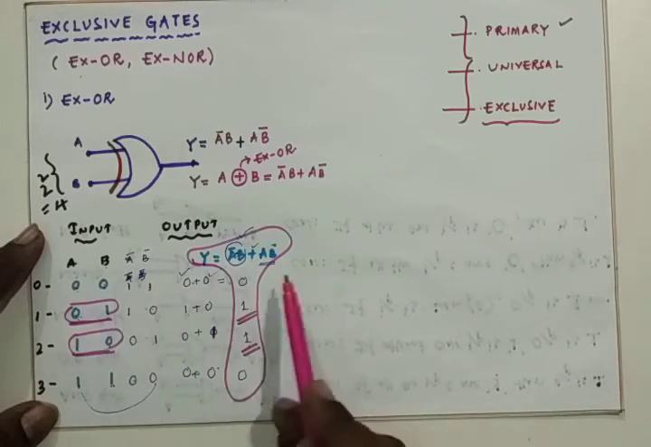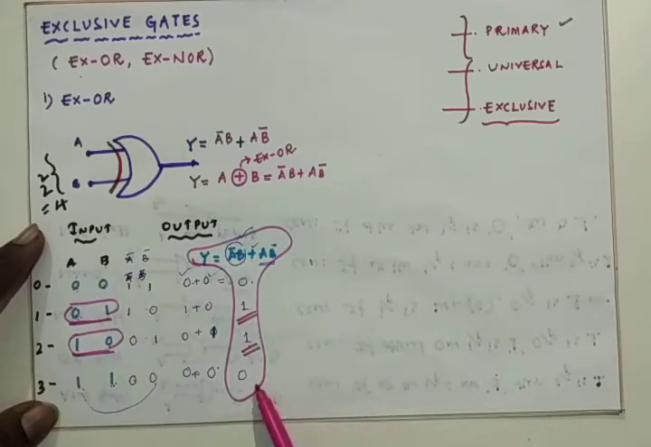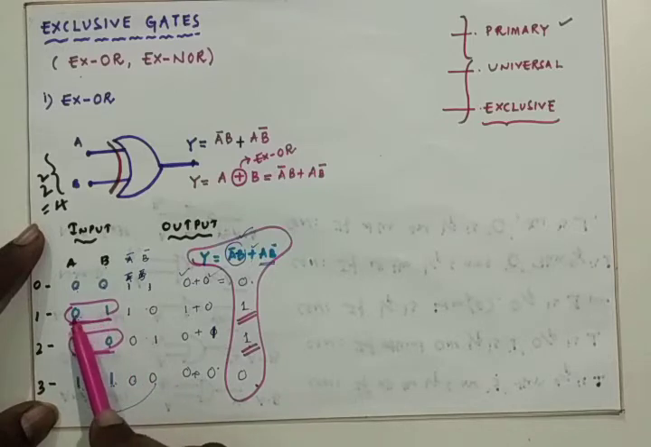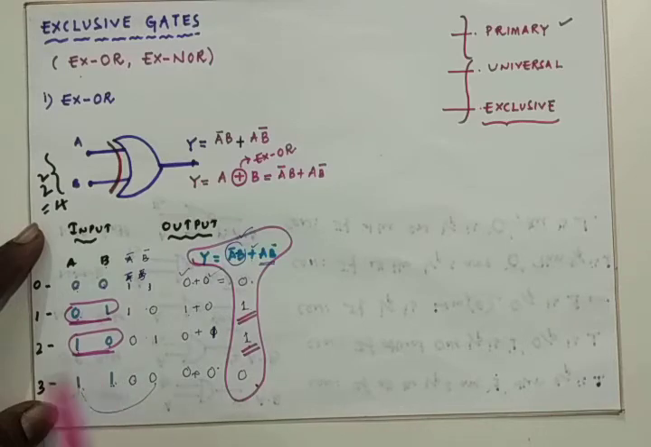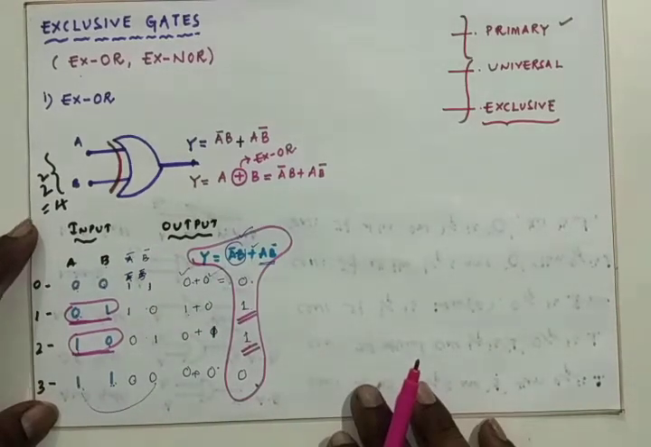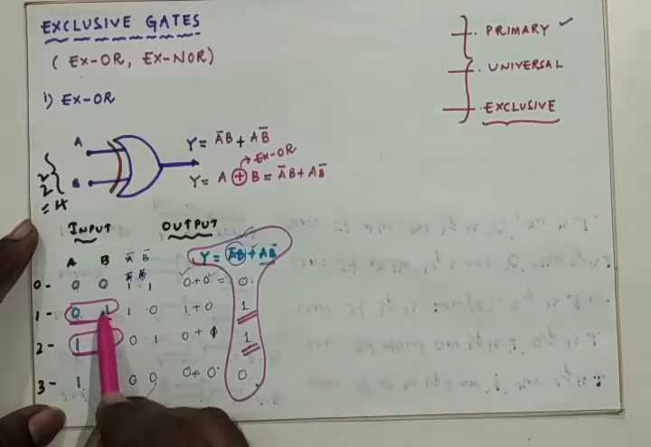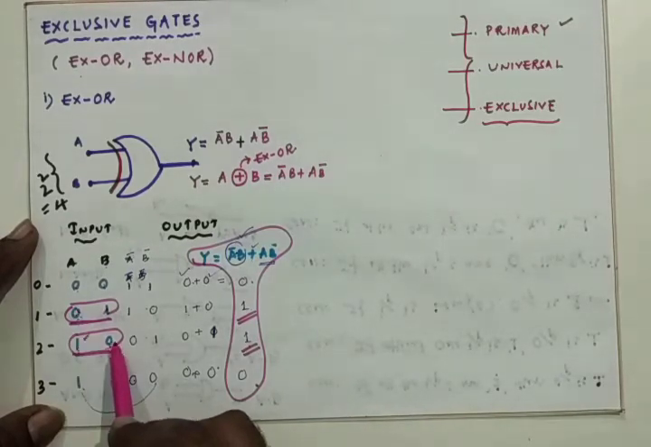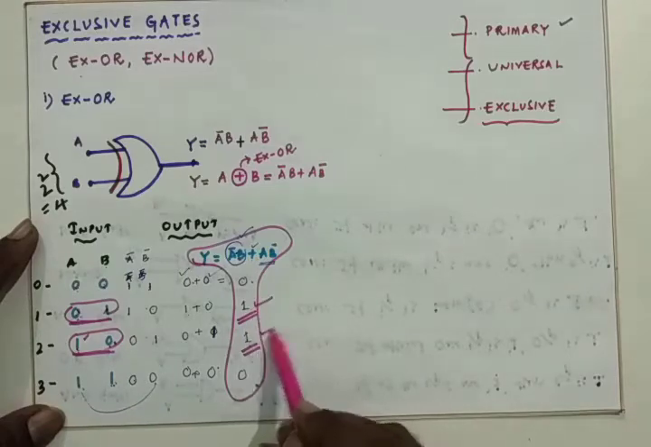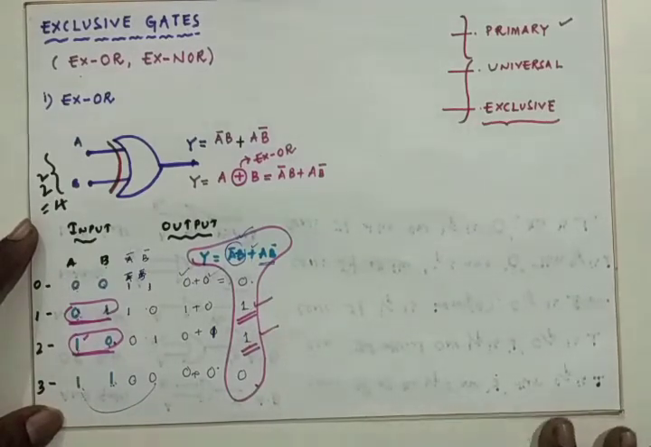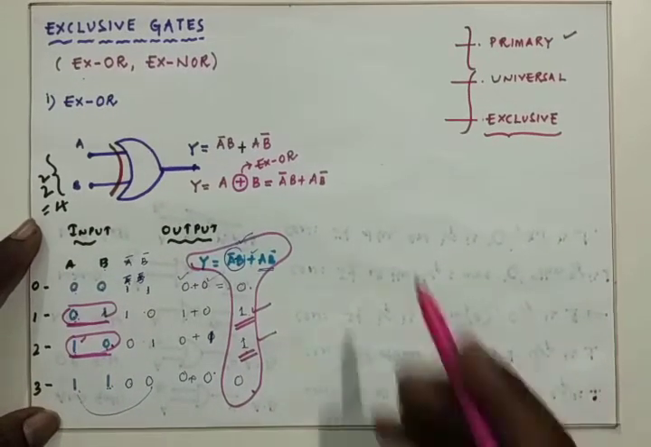Here both are 0, output is 0. Here both are 1, output is 0. Here 1 is 0, another one is 1. Here 1 is 1, another one is 0. That means what? In case of exclusive OR gate, if one input is 1, another input is 0, then the output will be 1. This is exclusive OR gate. The point is very, very clear here.